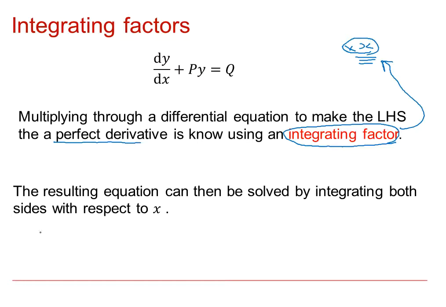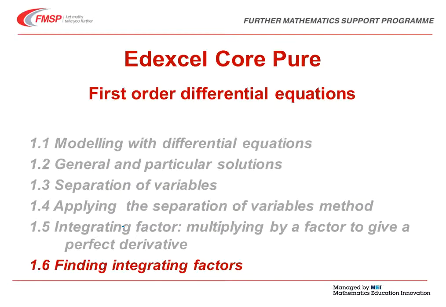Once we've used that clever integrating factor and written the left-hand side as a perfect product, it means that we can then solve the problem by integrating both sides with respect to x. That integration process will introduce one arbitrary constant for a first order differential equation. So in the next video we're going to be looking at how we find the appropriate integrating factor.